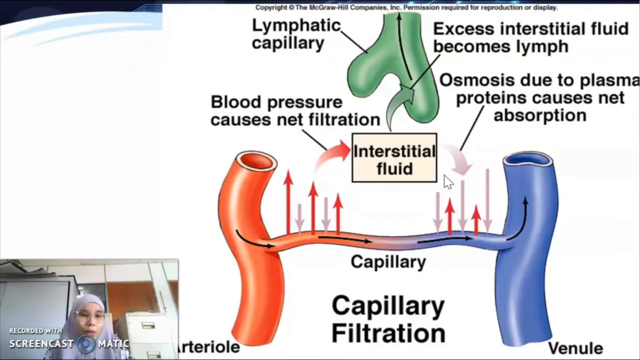The lymph is formed when the blood from the heart flows from the arteriole into the small capillaries. Due to high pressure, some of the blood content is filtered out into the interstitial space and becomes the interstitial fluid. 90% of the interstitial fluid will flow back into the capillary near the venule, while the remaining 10% of interstitial fluid will enter the lymphatic system and form the lymph.